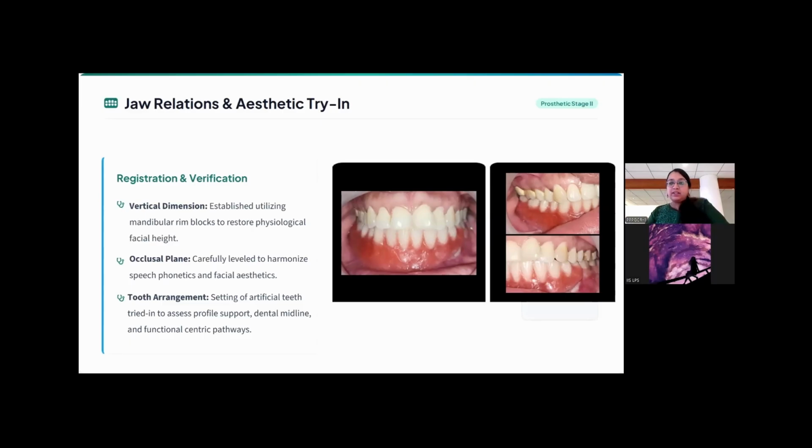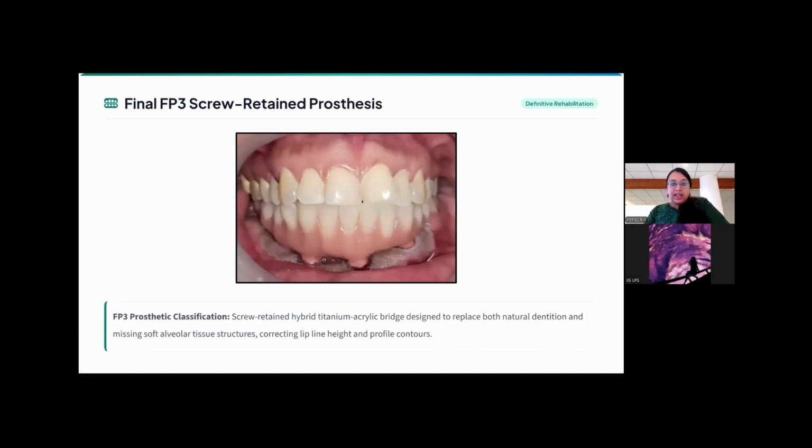And following that, we did the jaw relation. And as you can see in the image, we did the wax trial of the same patient. Then this was the final prosthesis. It was an FP3 prosthetic, screw retained bridge. Here, because we are using acrylic, we are able to reduce the vertical cantilever.